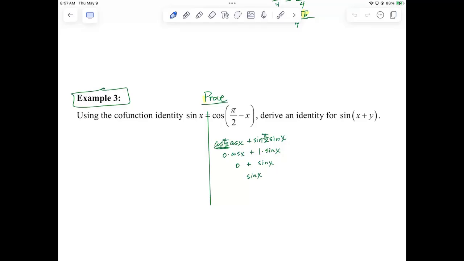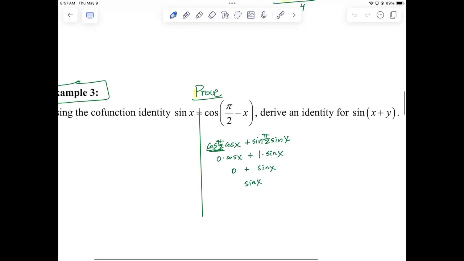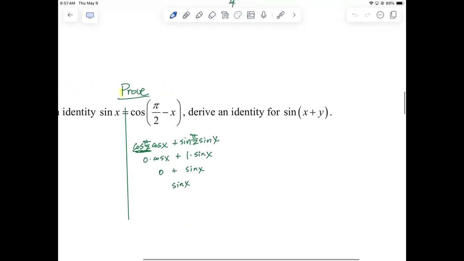Example 3. Let's do example 3 for real instead of me changing the instructions on it. We proved it yesterday, but what question 3 was actually asking us to do was to derive a composite identity for sine using the cofunction identity for cosine. Okay? So how are we going to do that?